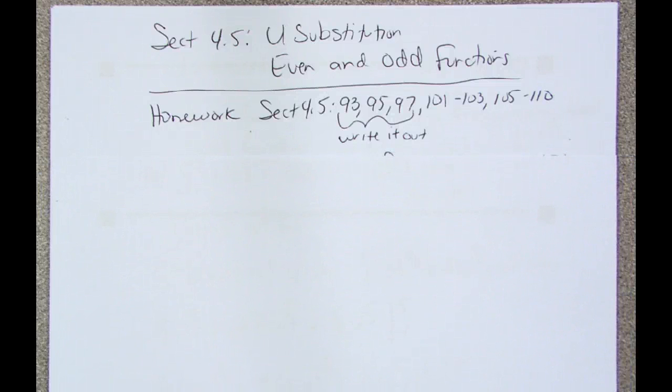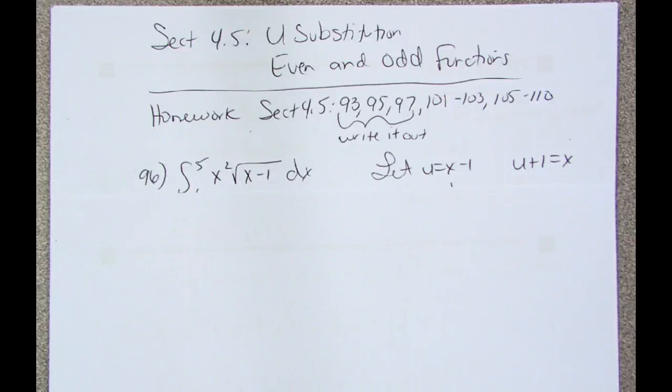The homework tonight is a little bit different than the handout that I gave you. I have eliminated a couple of problems, I believe 4 problems. Your homework tonight is 93, 95, 97, 101 through 103, 105 through 110. So we'll begin with the U-substitution component.